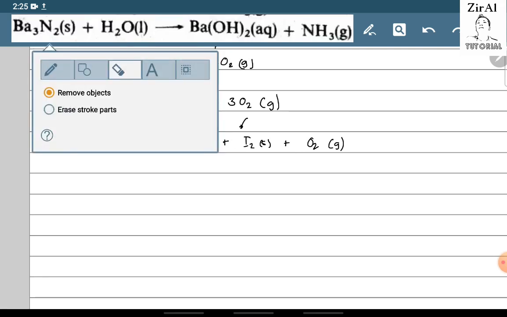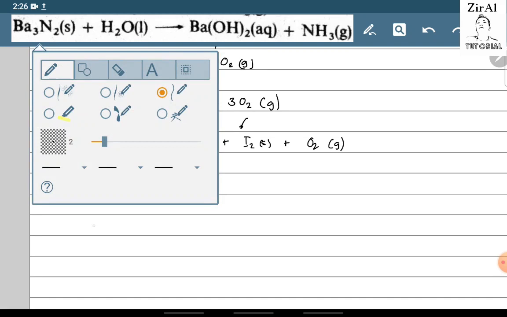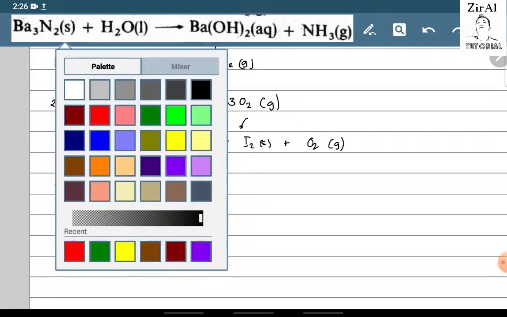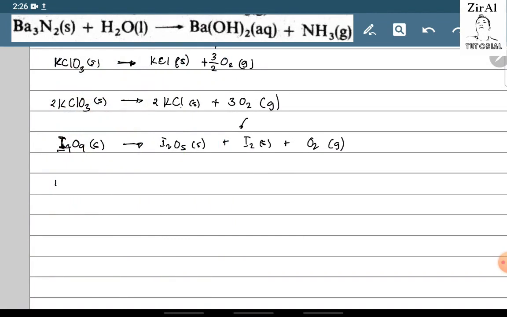Okay. Did I erase something? So that would be for that problem. And then another one, you have, maybe other color, maybe it would change our perspective. You have a Ba3, N2. Again, that is a solid. And then you have H2O.